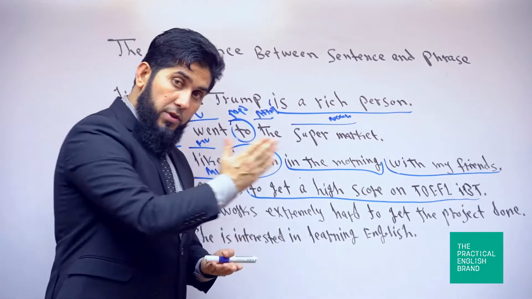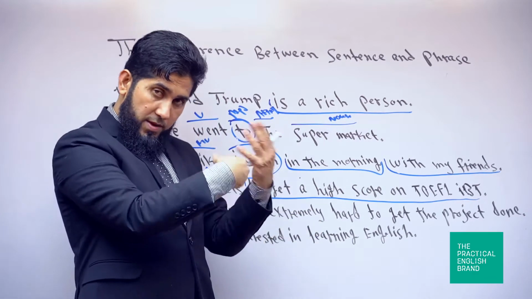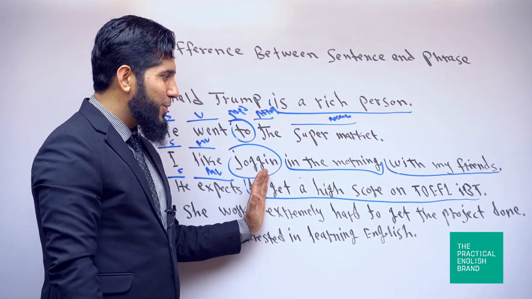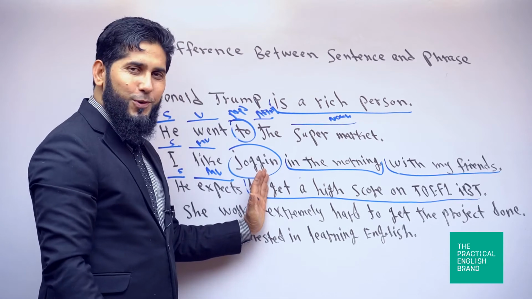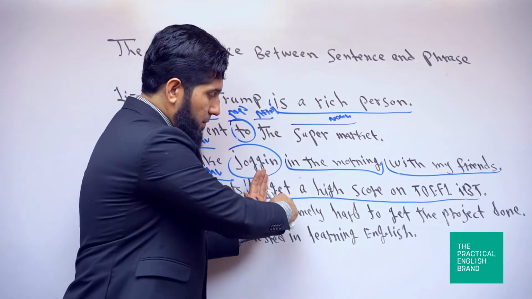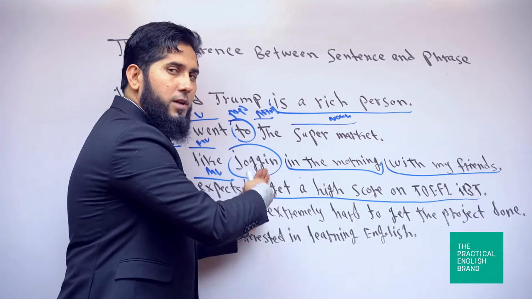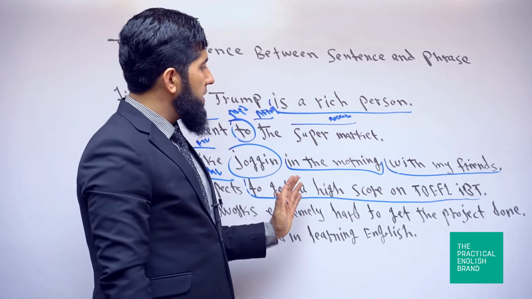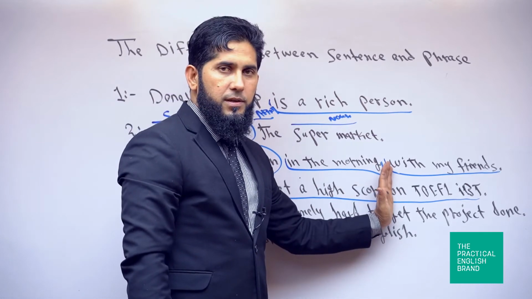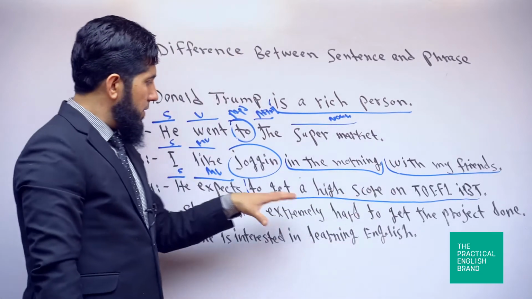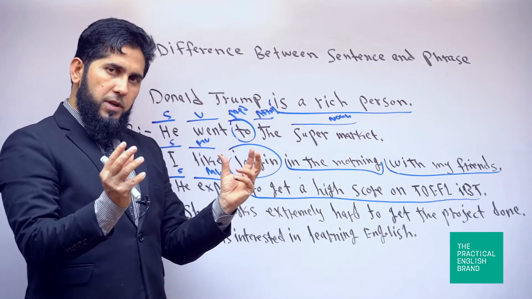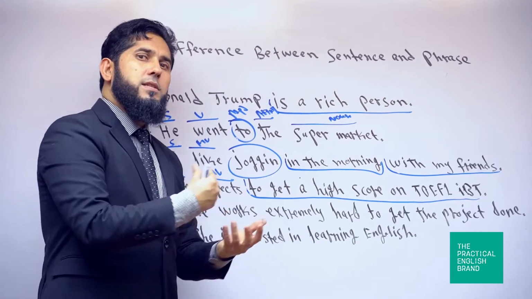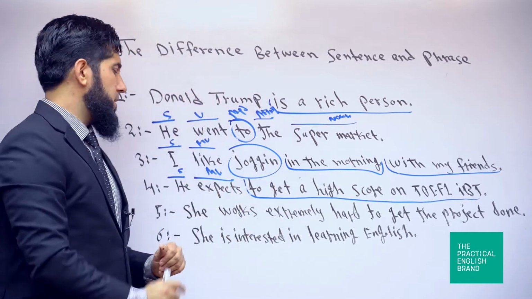But if you want to further divide this phrase into other parts, "get a high score on TOEFL IBT" could be called a verb phrase. The verb "get" plus other related words. So it's a verb phrase. And "on TOEFL IBT" is a prepositional phrase. So now, there could be a combination of 2, 3, or more than 3 phrases in a sentence or in a clause. That's also possible.